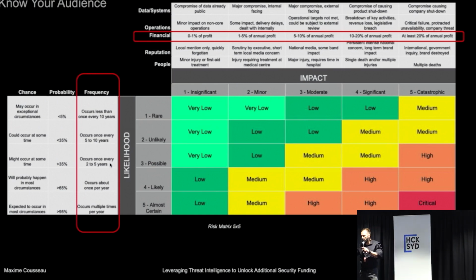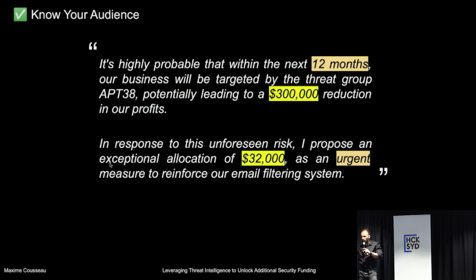So at the end of the day, I want to be able to do this. It's highly probable that within the next 12 months, our business will be targeted by APT groups, potentially leading to a 300,000 reduction in our profit. In response to this risk, I propose an exceptional allocation of $32,000 as an urgent measure to reinforce our email filtering solution. So you see the quantification of risk there.